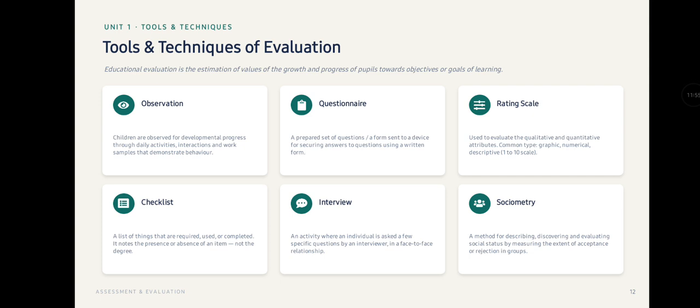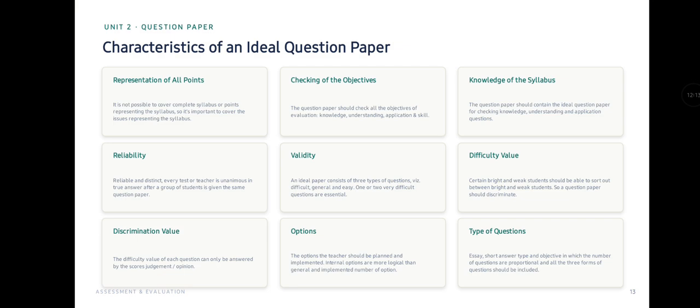Interview: an activity where an individual is asked a few specific questions by an interviewer in a face-to-face relationship. Sociometry: a method for describing, discovering, and evaluating social status by measuring the extent of acceptance or rejection in groups.